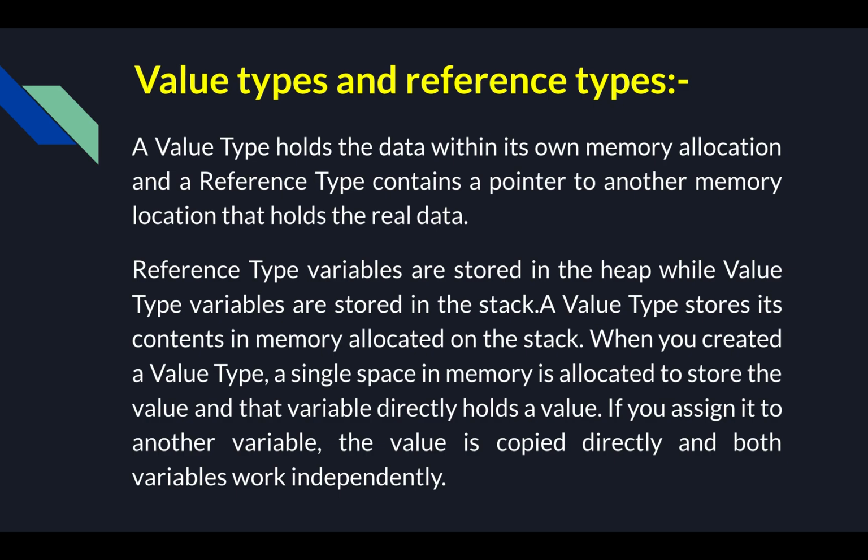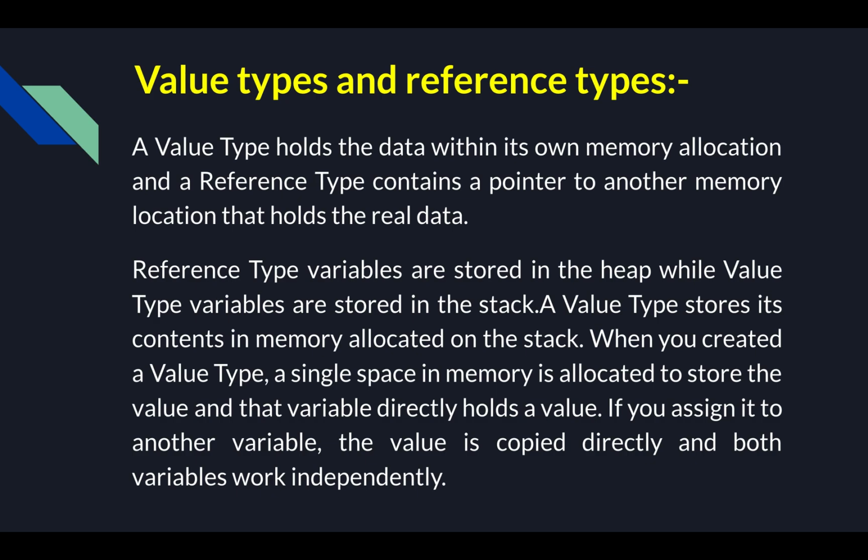In simple computer language, a value type is a type which holds the data within its own memory allocation, and a reference type contains the pointer to another memory location that holds the data. So, a value type contains the data. Accessing a value type is much quicker than accessing a reference type, because a value type contains the original data and the reference type contains the address of the data.